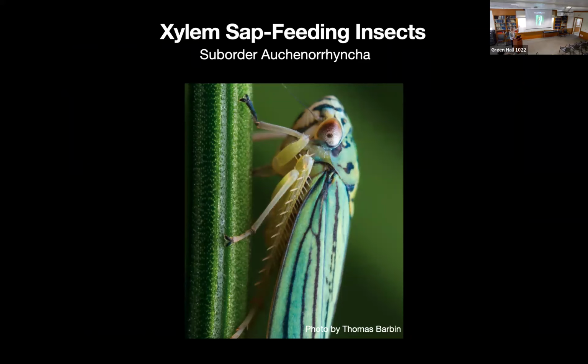Yeah, oh, I love it. Yes, this is... anybody down to the species level? Oh, that would have blown me away. This is a blue-green sharpshooter.